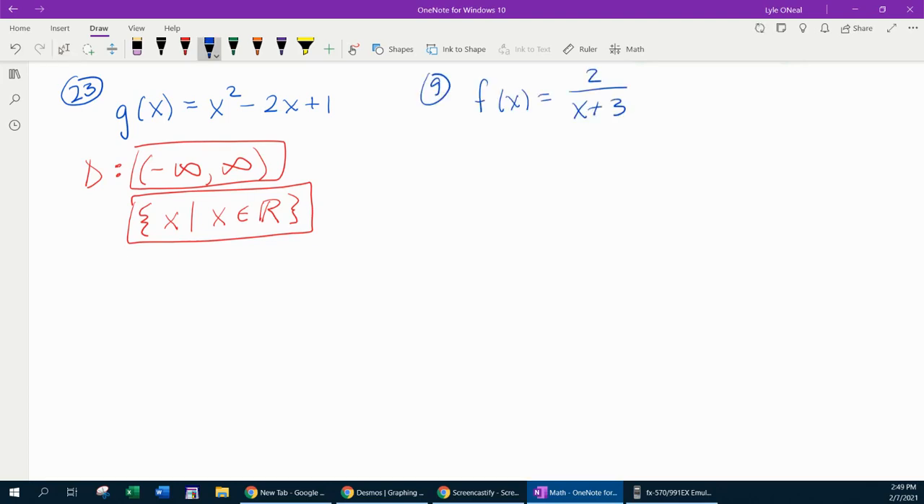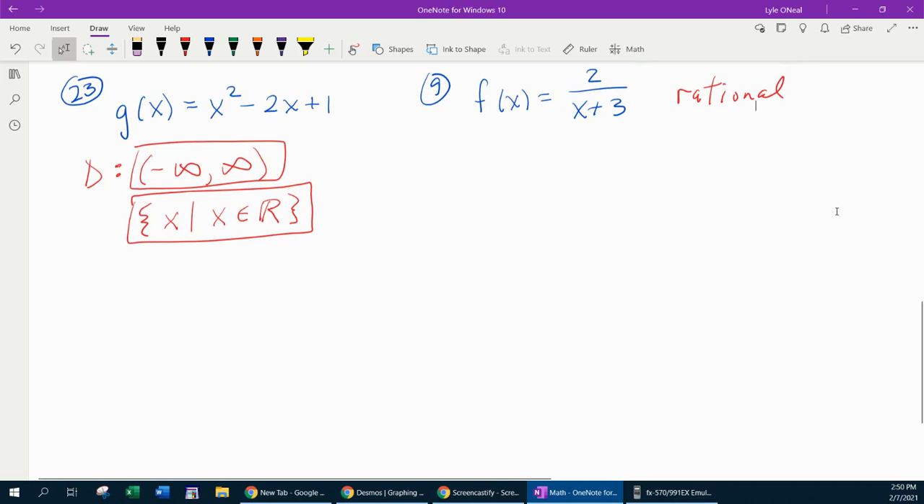Next example, number 9. Here they've given us another function, and all they ask for is the domain. So remember, the domain are the values that x can be. This is definitely not polynomial because you have a variable in the denominator. That makes this function rational. A rational function is a fractional function where you have variables in the denominator.